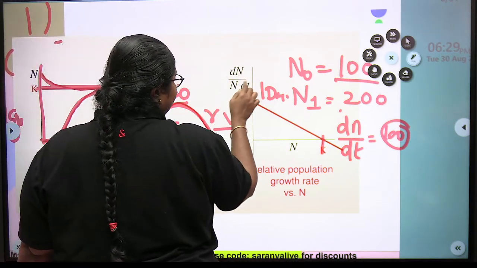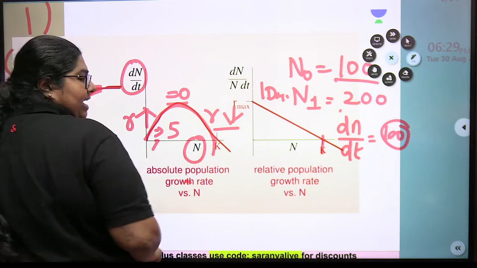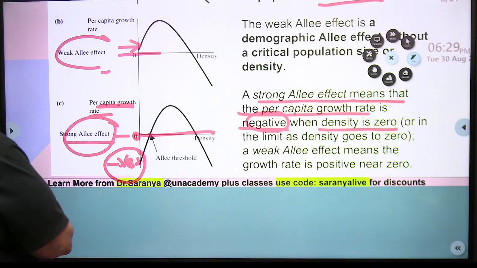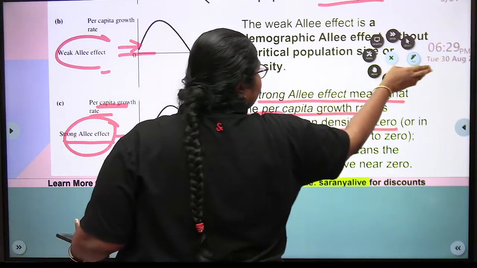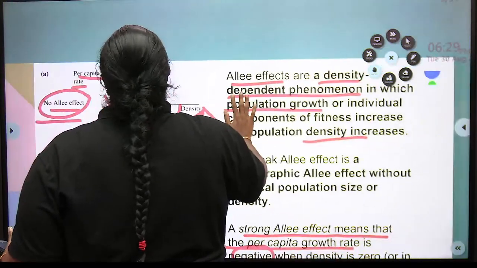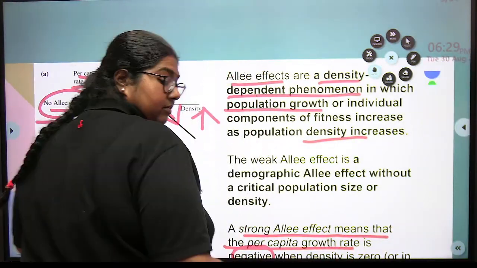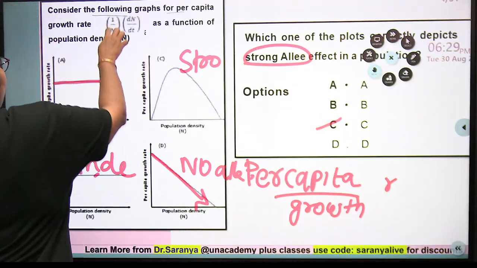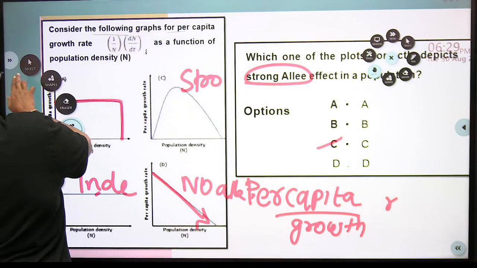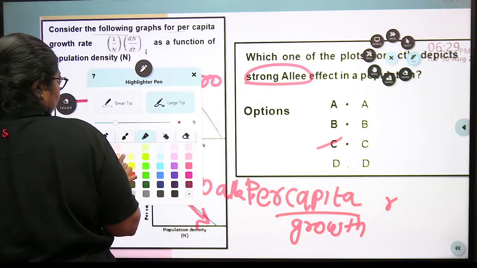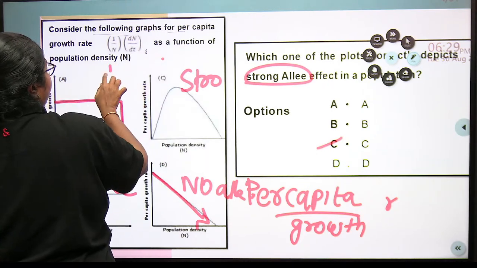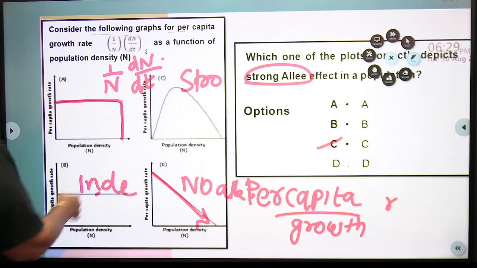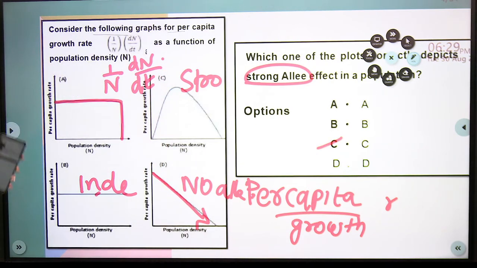It is 1/N into dN/dt. This is the same as what we saw in this graph. See here, in this graph we saw this. Not this one, before this. Isn't it? We saw one question. See here, 1/N. Did you get my point now? This is how questions will be coming in your exams also. Here they have given 1/N into dN/dt, so it is only going to be this constant.